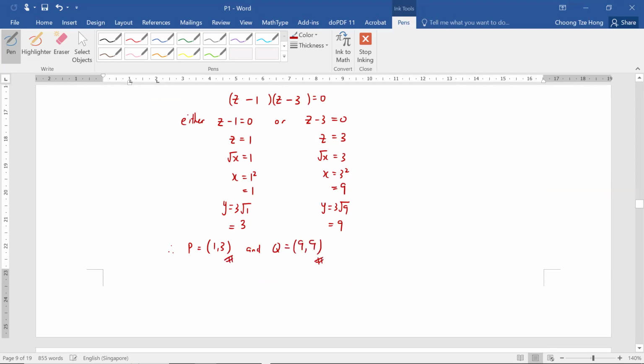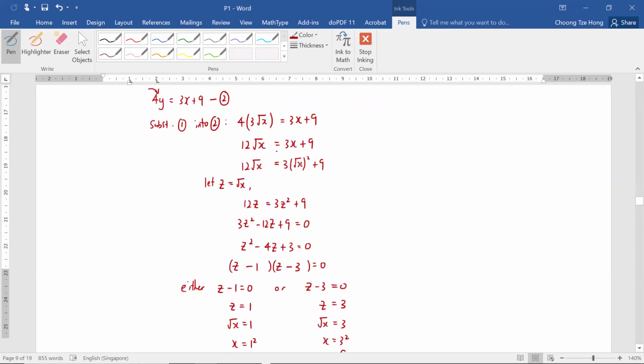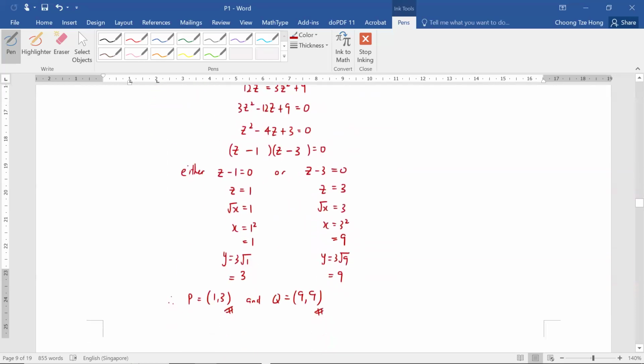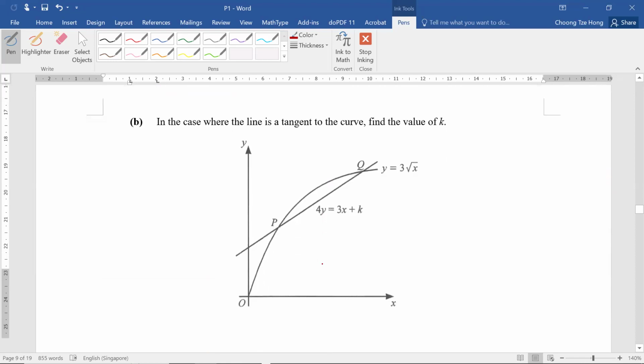Alright, so not too difficult of a question. But do study this part a bit, the part where I introduce a substitution. You should be able to recognize that x can be written as square root x, squared. After that, you can introduce a substitution, z equals square root x, and then you will be able to turn it into a normal quadratic equation already. Alright, so let's take a look at part 2 of the question.